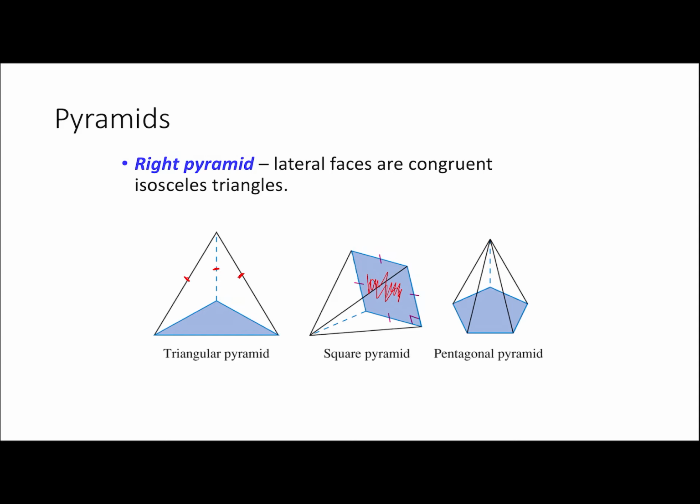And then with the next one, the pentagonal pyramid, it's got a pentagon as its base, and all the other edges are congruent. So this edge and this edge and this edge and this edge and that edge in the back, they're all going to be congruent. For a right pyramid, your apex is always in the center of that shape.